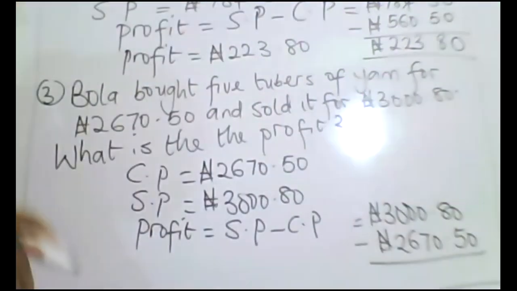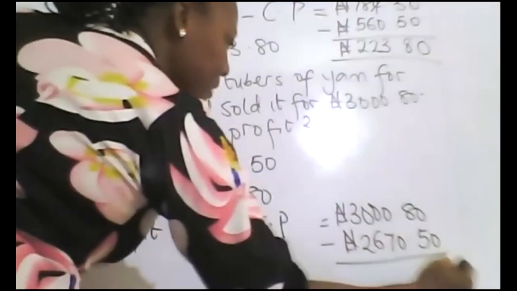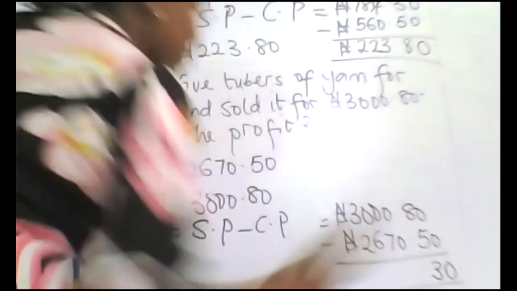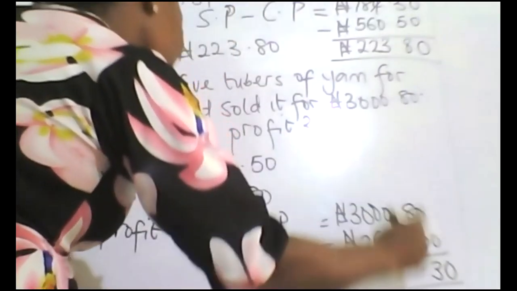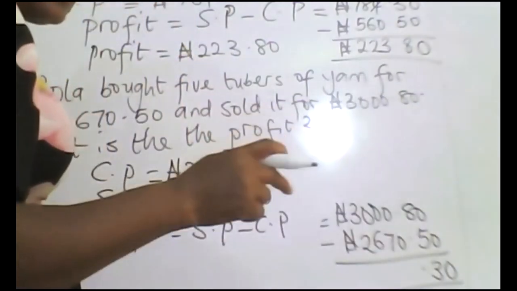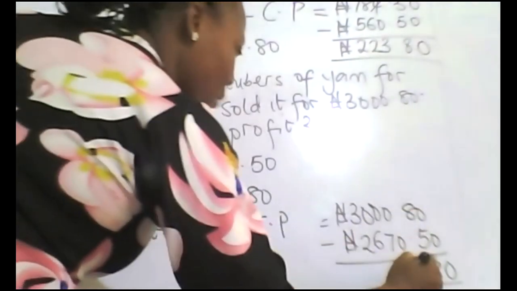50 kobo. Now, 0 take away 0 will give us 0. 8 take away 5 will give us 3 points. Remember, I told you that your decimal point must be on a straight line. Arrangement is very, very important in mathematics. 0 take away 0 will give us 0.